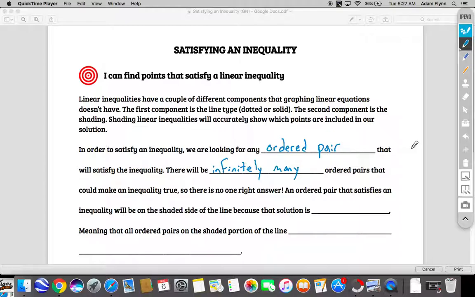So an ordered pair that satisfies an inequality will be on the shaded side of the line because that solution is included, meaning that all ordered pairs on the shaded portion of the line will make the inequality true. Okay, so I'm going to move on.